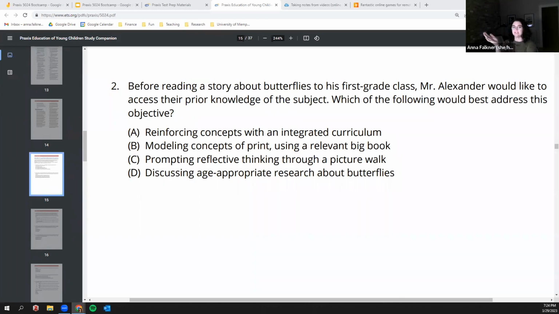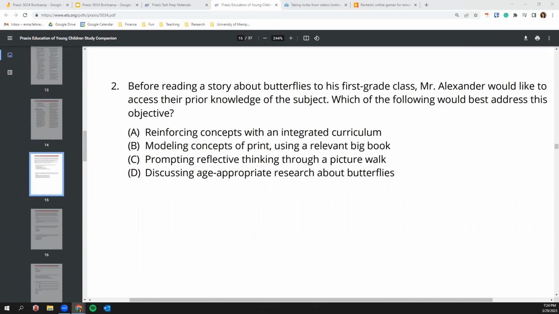Why can we eliminate D? Most kids in that age do not research. Yeah, they don't necessarily have current research about butterflies. Now, that's not to say that we couldn't add that, but it's probably not prior knowledge. Absolutely. Okay, so we can knock D out of there.